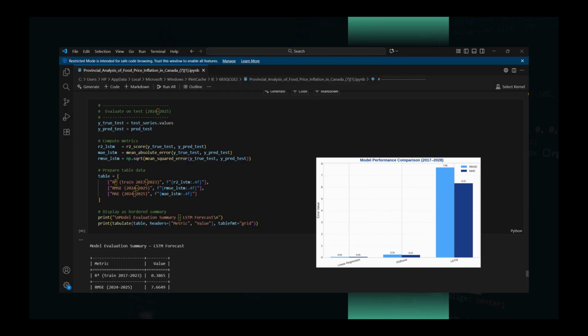This slide shows the model evaluation. On the left, you can see the code used to calculate R square, RMSE, and MAE. The bar chart compares all three models. Linear regression shows the lowest error, XGBoost is slightly higher, and LSTM performs the worst. This confirms linear regression is the most stable.